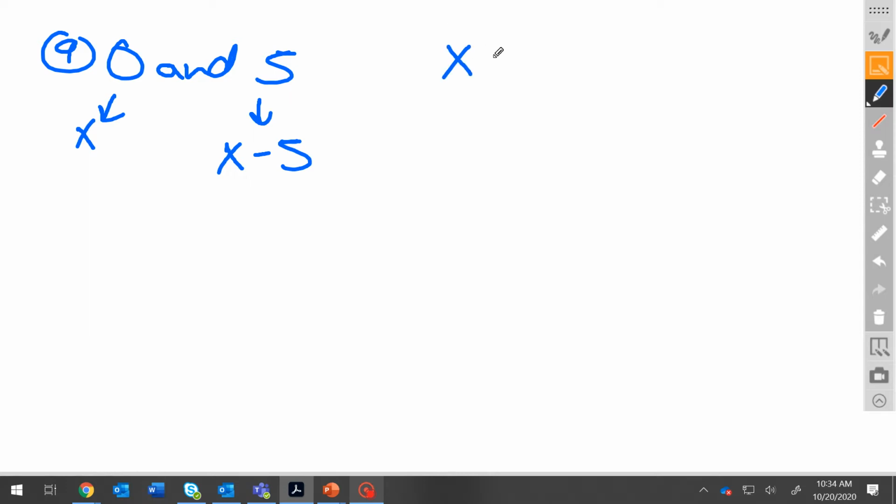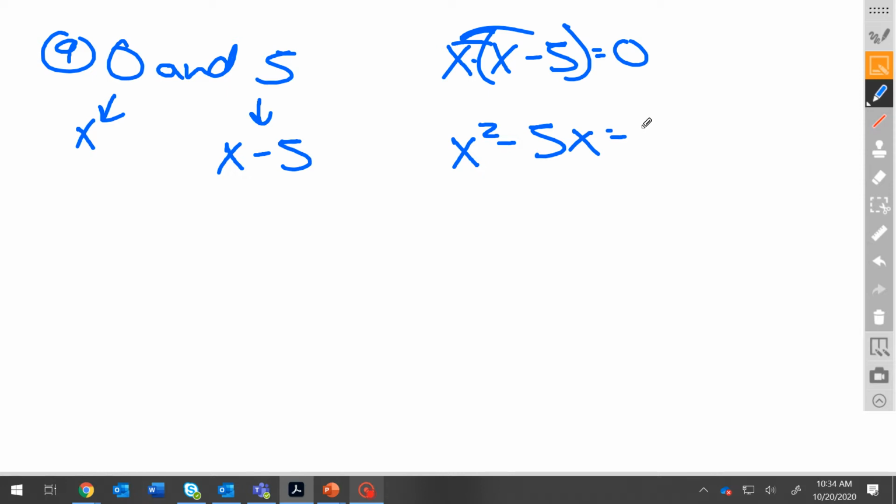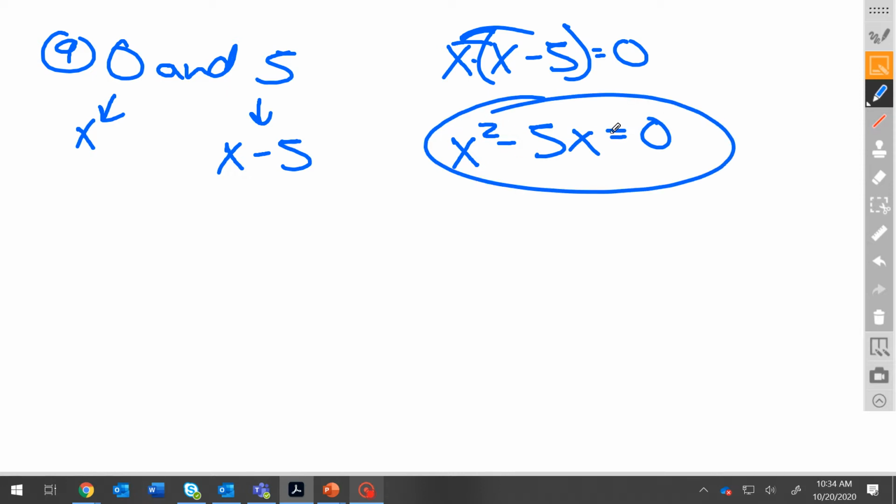So my equation, first factor is x, the second factor is x minus 5, and together they make 0. If I use the distributive property, I can put this into standard form. X squared minus 5x is equal to 0. This is an equation that has solutions 0 and 5.